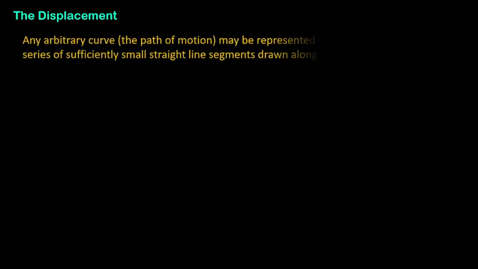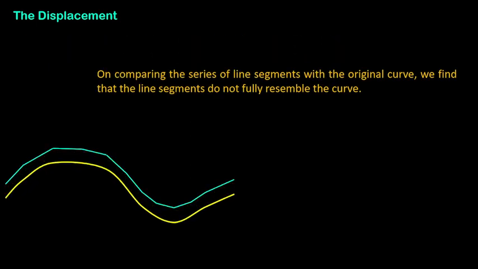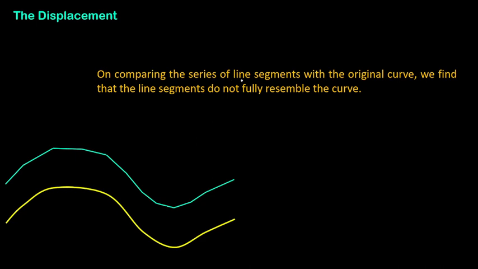The displacement. Any arbitrary curve, the path of motion, may be represented simply by a series of sufficiently small straight line segments drawn along the curve. So here we see there is an arbitrary curve path, and that curve path is superimposed with a series of straight line segments. If we view the original path and the straight line segments separately, we see that on comparing the series of line segments with the original curve, we find that the line segments do not fully resemble the curve.